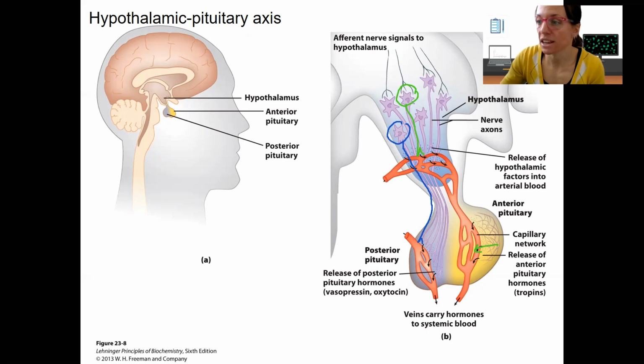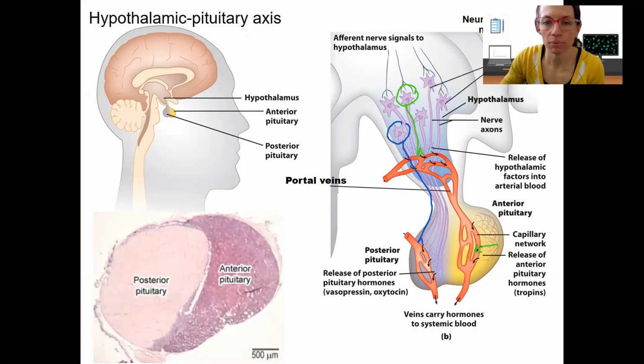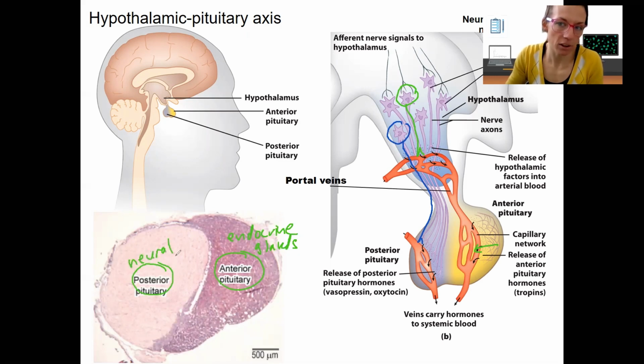So the anterior pituitary is endocrine tissue. You'll see this in lab. You should recognize what endocrine tissue looks like. This is glandular. It's actually epithelial tissue that is made of big cells that produce hormone. This is neural tissue. Hey, that looks like white matter. It's the axons of neurons. So you'll see this in the lab as well. Those look different because they're different tissues.